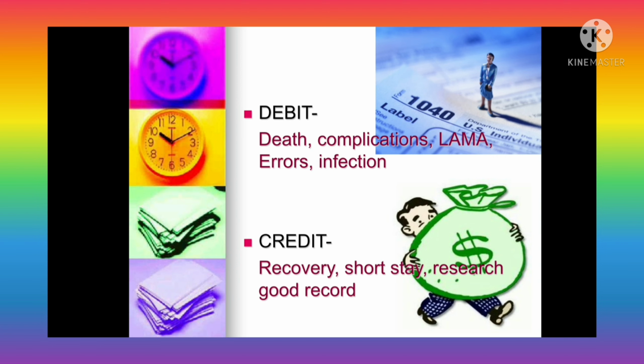Then what is the concept? There is a mixed type, meaning they can utilize both retrospective and concurrent types. These all are the three types. Then the concept of debit type, that is death, complications, LAMA, errors, infection, and credit type: what is the recovery, what is the percentage, and how short the patient stays in the hospital. And then research: what about the research activities? What about the records? These all are the credit points. And the debit: number of deaths, complications, LAMA, errors, and infections.